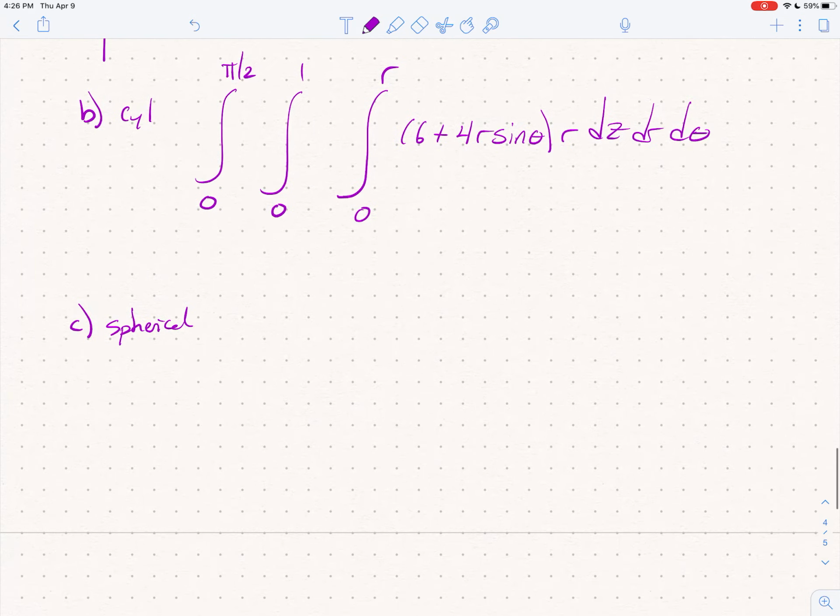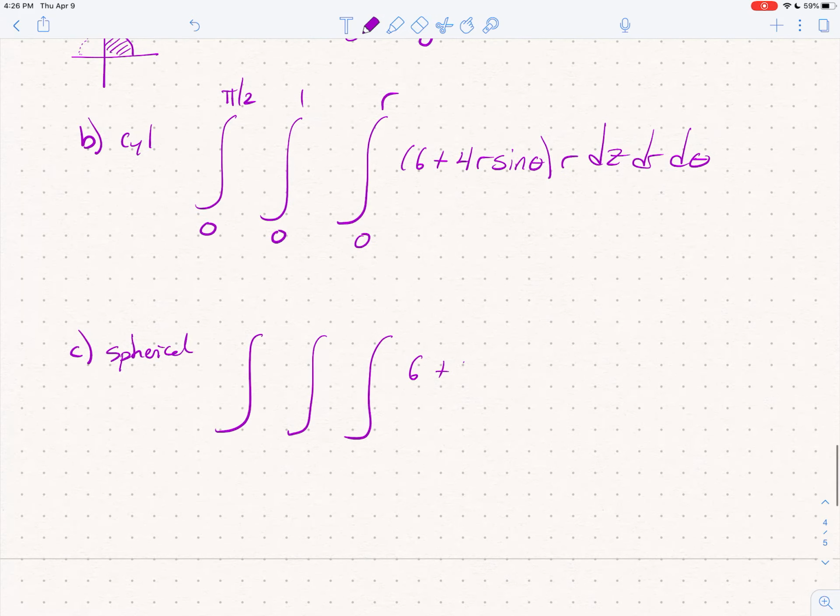And so let's go ahead and set it up as best we can. There is a little interesting part we're going to have to think about. So what happens to my integrand? Well, I get 6 plus 4 y, which we learned was rho sine phi sine theta. Then I've got to multiply by a rho squared sine phi. Then I'm going to get a d rho d phi d theta.